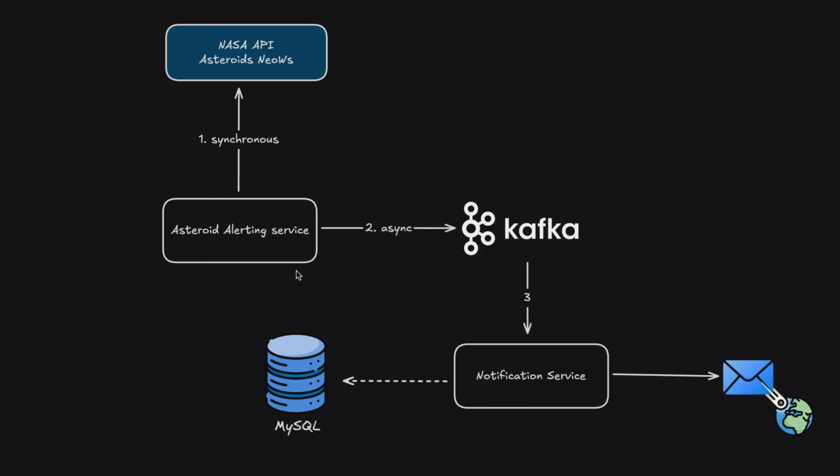So we're going to have an asteroid alerting service, which is going to be our Spring Boot application that is going to do a synchronous call to a NASA API. NASA provides a specific API that returns near-Earth objects, and we're going to use that to get a list of asteroids which are potentially dangerous to Earth, and then we're going to send those as events on a Kafka topic, and eventually these messages are going to be picked up by the notification service. They will be stored in a MySQL DB, and an alert will be sent to users. So this is the overall flow of what we're going to build.